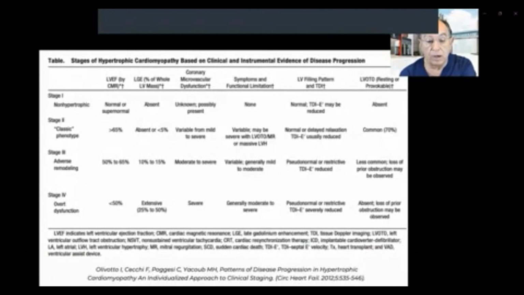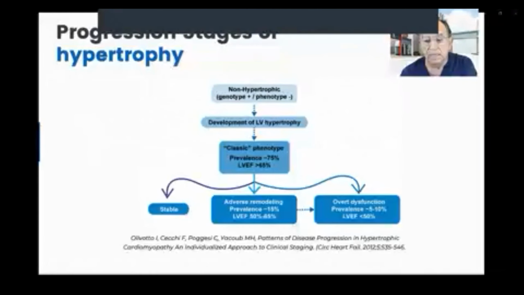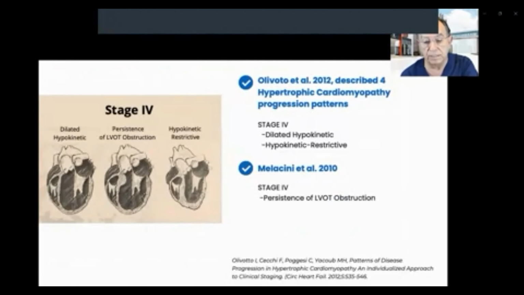So this way of the progression stages of the hypertrophy is very important to understand when we are thinking about the possibility of making a classification for this kind of patients. Olivotto and Cecchi in 2012 described these four patterns, but in these patterns, when they speak about stage 4, they find two different patients: patients with dilated hypokinetic left ventricle, and another kind of patients with restrictive pattern in the evolution.